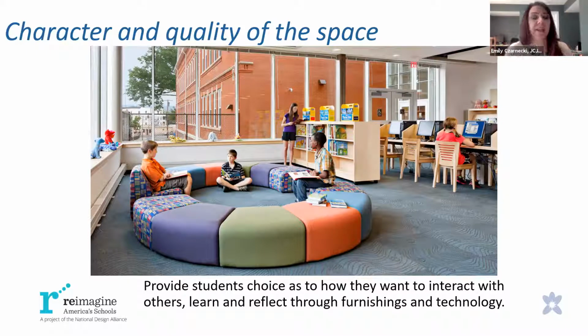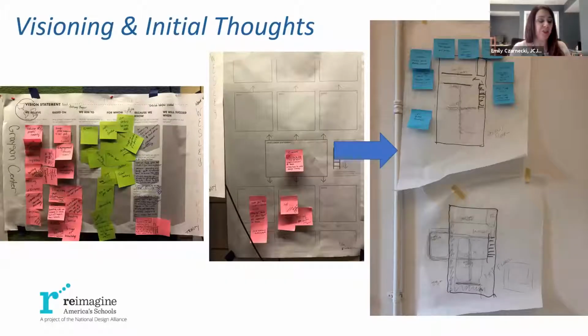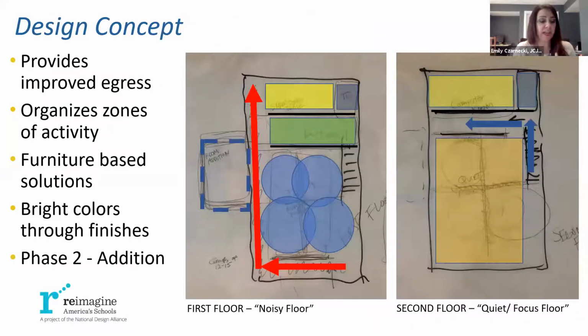Next slide. So with our design strategies, we took their initial visioning exercise that they had done on day one and really took a deep dive to get to the bottom of exactly what type of space they were looking for. Next slide. Which led to our initial design concepts, where we took the two different floors and looked at zoning them so that they could create a quiet space on the upper floor and a more noisy and active zone on the first floor.